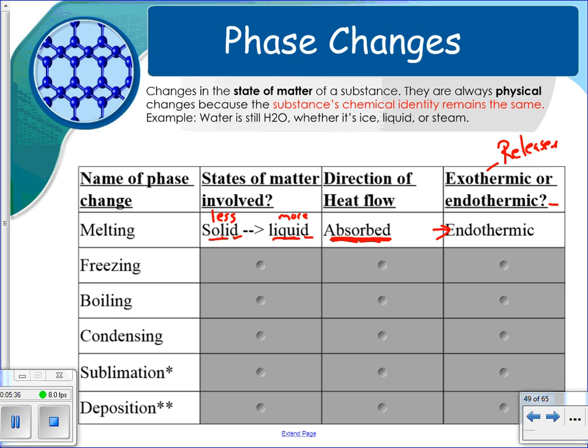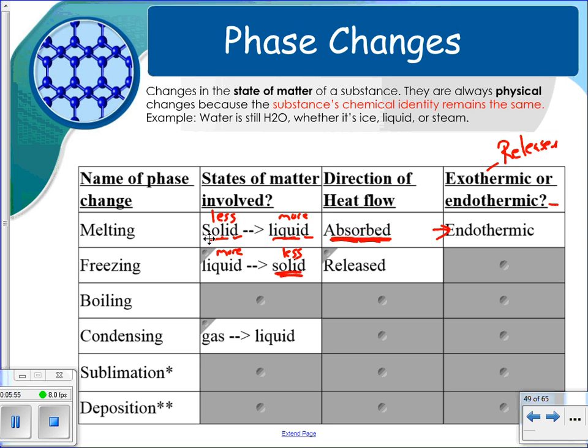Okay, so let's see, freezing. Well, let's think about the states of matter. Freezing goes from a liquid to a solid. Which one of these has the most energy? So we're going from more energy to less energy. And the only way that could happen is if energy was released. And when it's released, we call that exothermic.